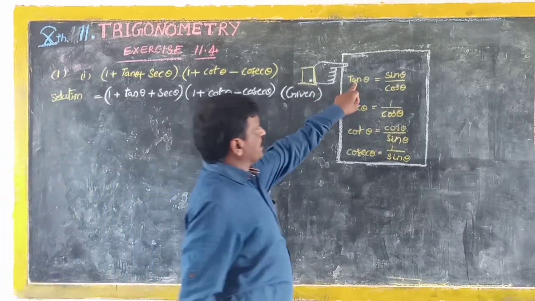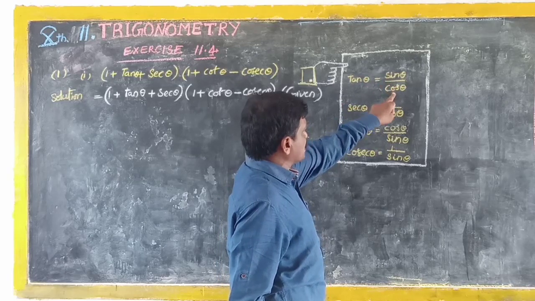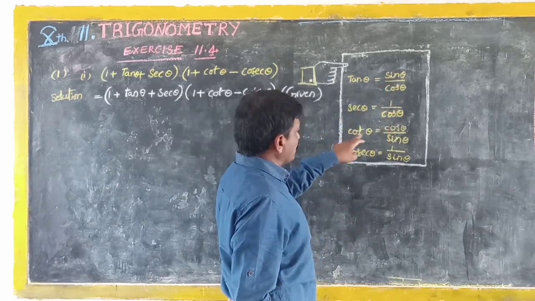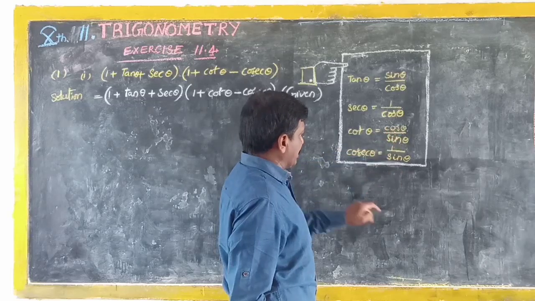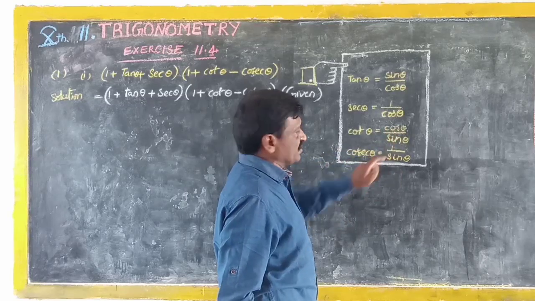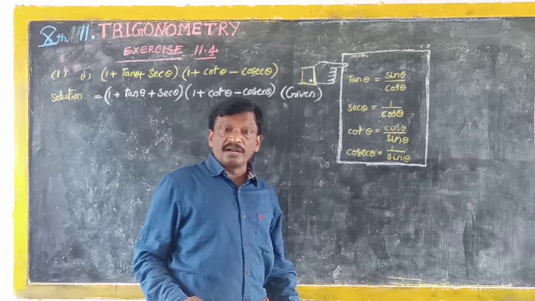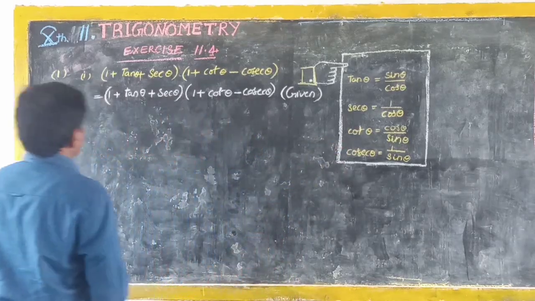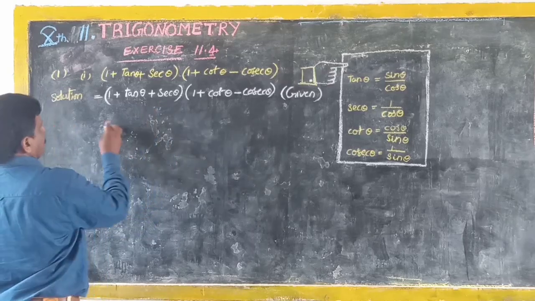We knew tan theta is equal to sin theta by cos theta. Secant theta is equal to 1 by cos theta. Cot theta is equal to cos theta by sin theta. Cosecant theta is equal to 1 by sin theta. Already we knew these formulas. Now apply this equation.